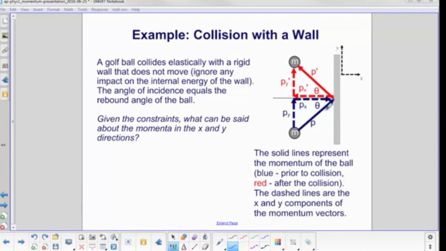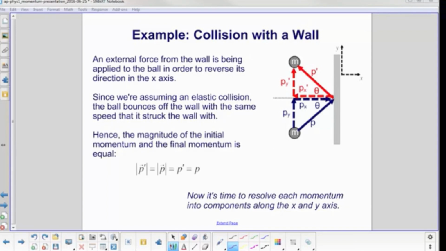The solid lines show the actual momentum of the ball. So here's P prime, and the dashed lines show the resolution into the x and y components. We're not considering the wall to be part of the system here, and we have an external force that's being applied to the ball in order to reverse its direction. Now, what is that force? Well, whenever you strike something, there's something called the normal force. We did that earlier in dynamics, which is always perpendicular to the surface that you're resting upon or striking. So we have a normal force that's changing the direction of the ball.